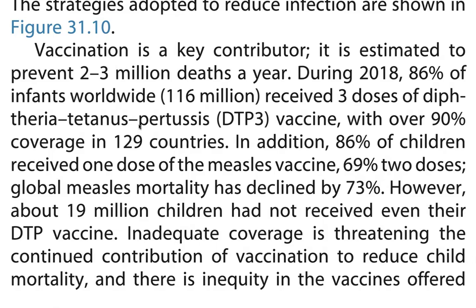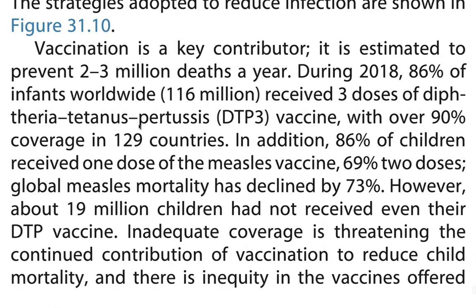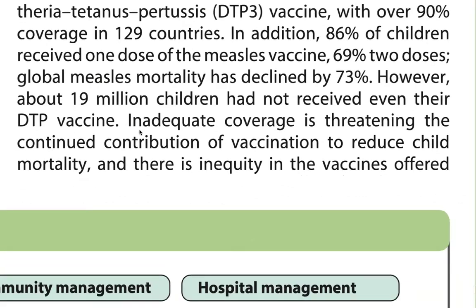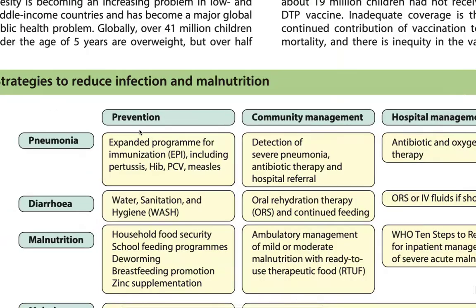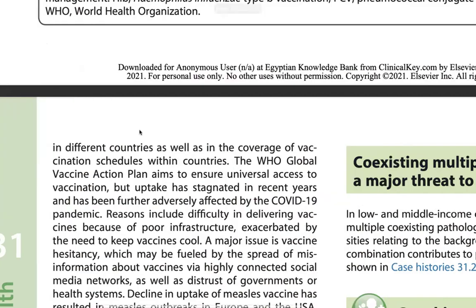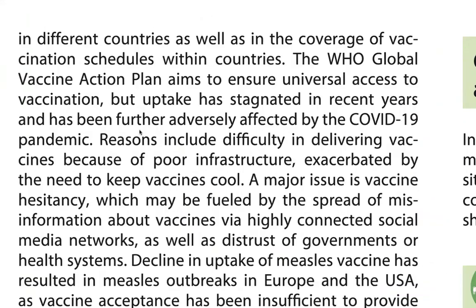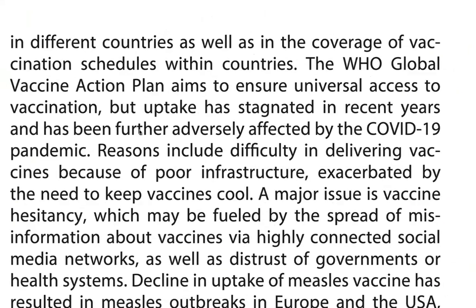Global measles mortality has declined by 73%. However, about 19 million children have not received even their first DTP vaccine. Inadequate coverage is threatening the continuing contribution of vaccination to reducing child mortality, and there is inequity in vaccination offered in different countries, as well as in the coverage of the vaccination schedule within countries.